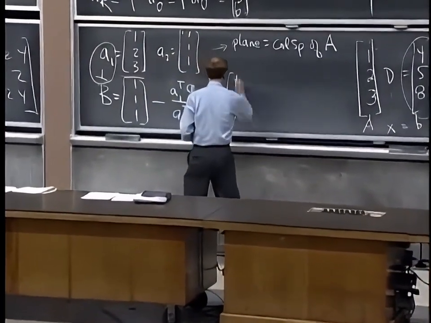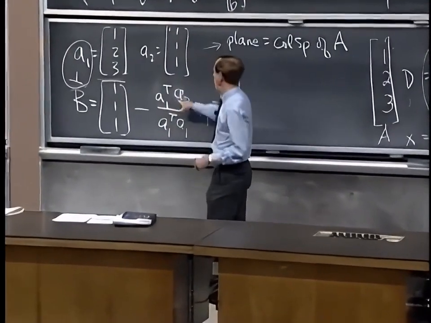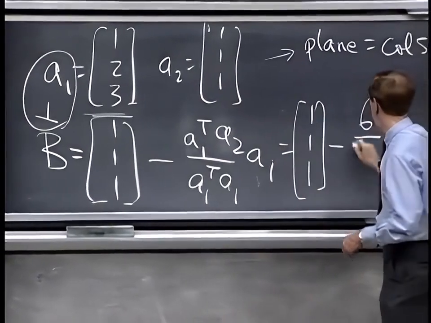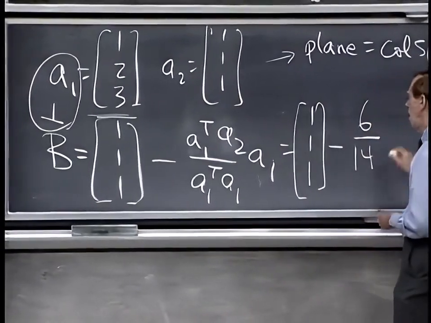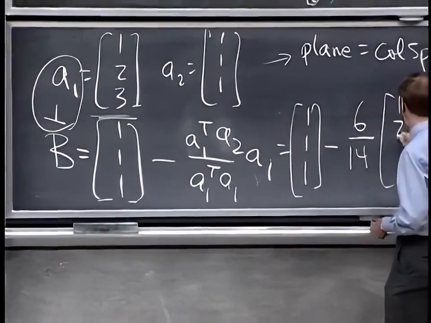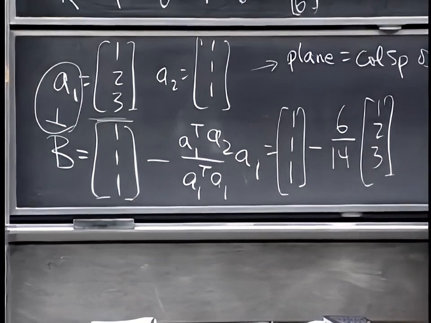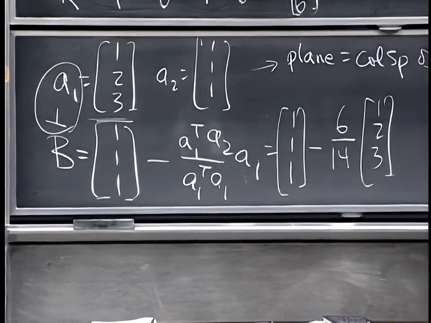1, 1, 1, take away A1 transpose A2, which is 6, over A1 transpose A1, which is 14, multiplying A1. And that gives us the new orthogonal vector B. Because I only asked for orthogonal right now, I don't have to divide by the length, which will involve a square root. Okay.